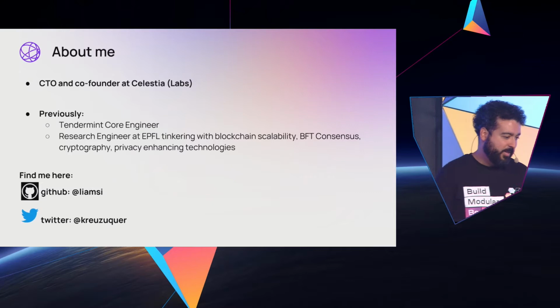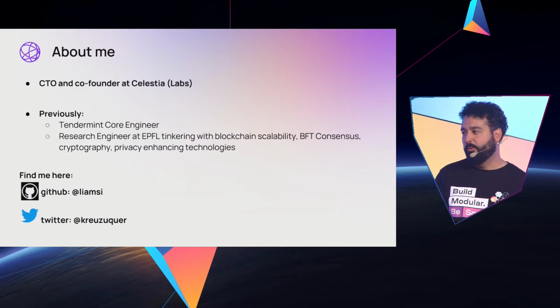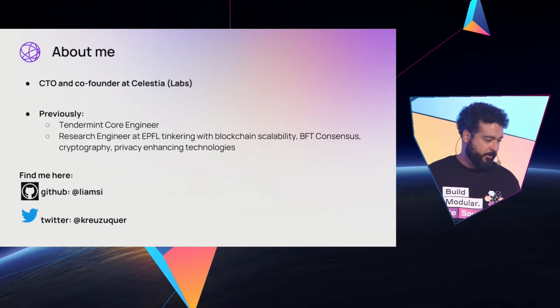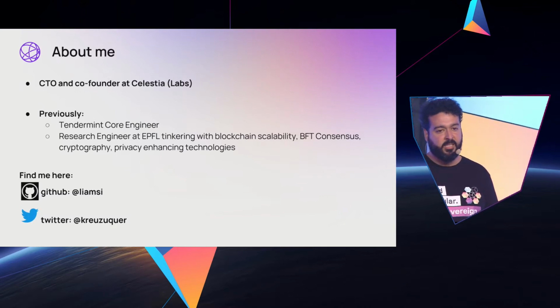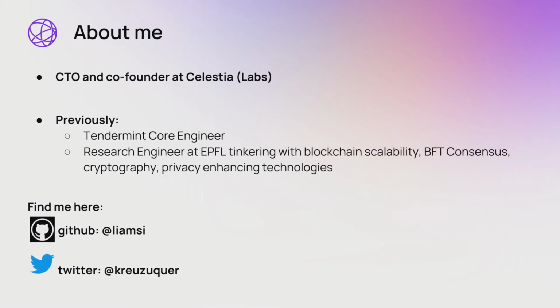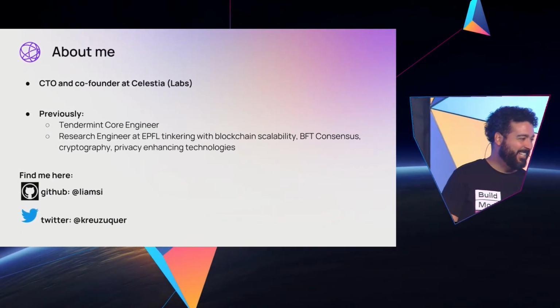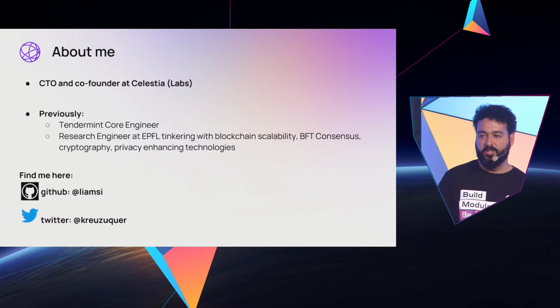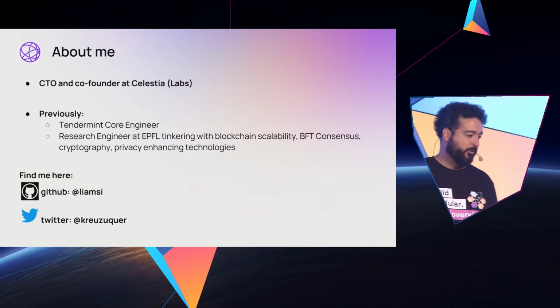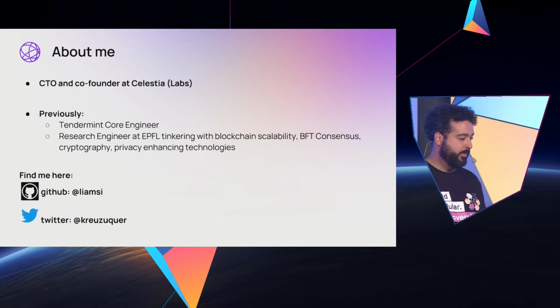So first about me, I'm Ismail Khoffi. I'm the CTO and co-founder of Celestia. I previously worked as a Tendermint core engineer. And before that, I started my journey in blockchain scaling and crypto at EPFL as a research engineer. You can find me on GitHub and on Twitter.